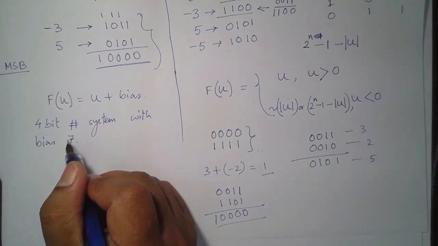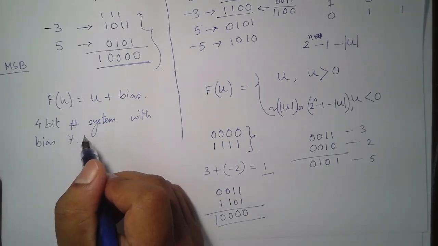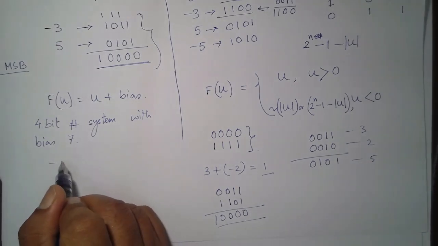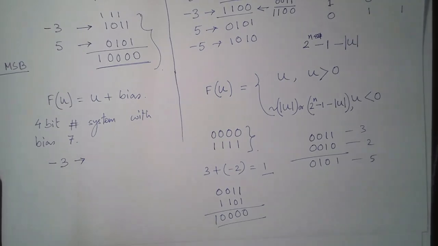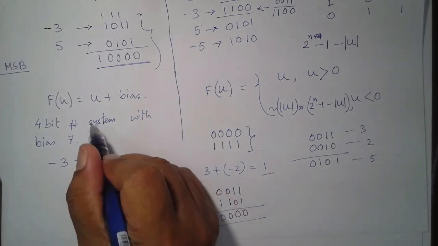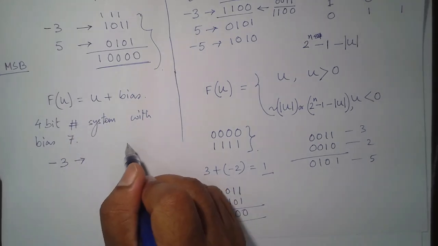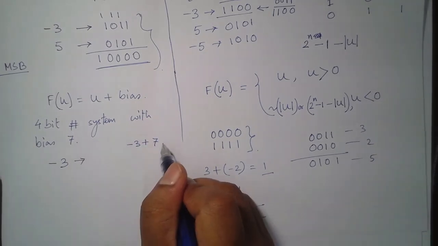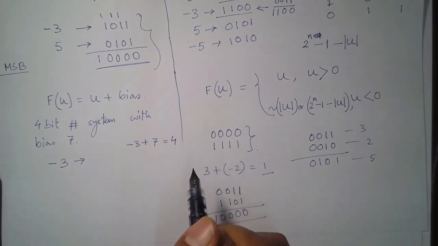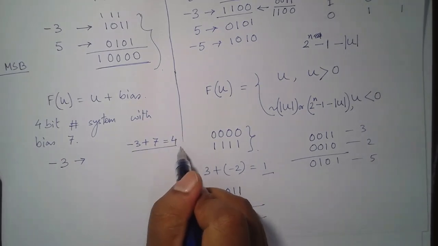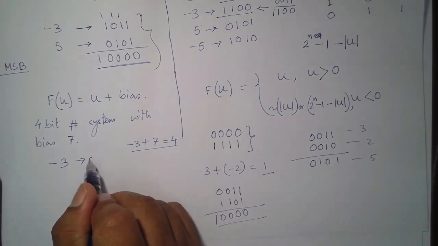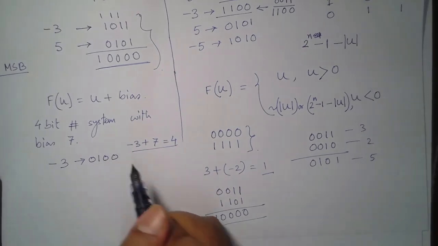So, what does that mean? That means the number, let us say minus 3, will be represented as the number plus the bias, which is 7 in this case. So, that is 4. If I want to represent this number in our 4-bit number system, then we write down the binary representation of 4, so 0 1 0 0.